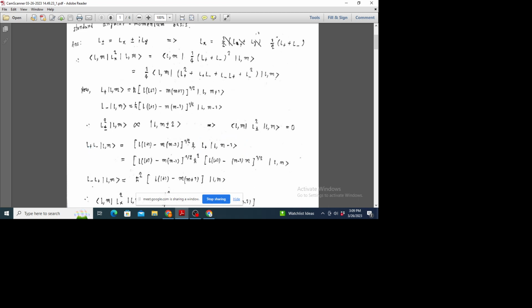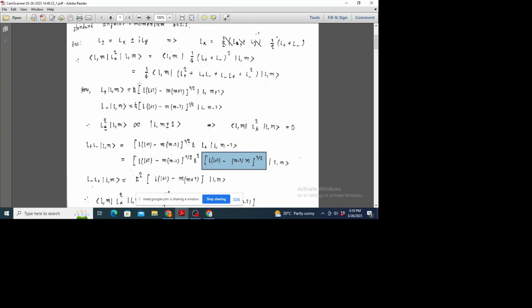Now from here let us act with this L plus also. So now you will get a new front factor, and m minus 1 will be again back to m because L plus will raise the Lz eigenvalue by 1 unit. Now let us look at the front factor.